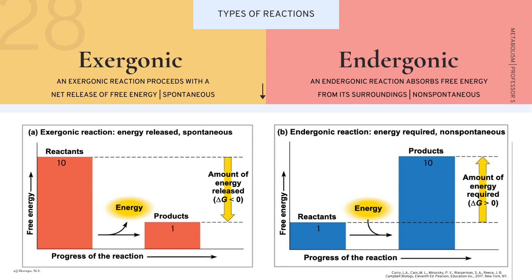Now take a look at the blue graph on the right, representing an endergonic reaction. The reactants begin with less free energy than the products will have. So how does this happen? Obviously, energy needs to be added into this reaction for this to be possible. So let's look at the change in energy, delta G, for this reaction. G final minus G initial is 10 minus 1, which equals +9. This is a positive delta G, so energy is absorbed for this reaction and it is therefore non-spontaneous.